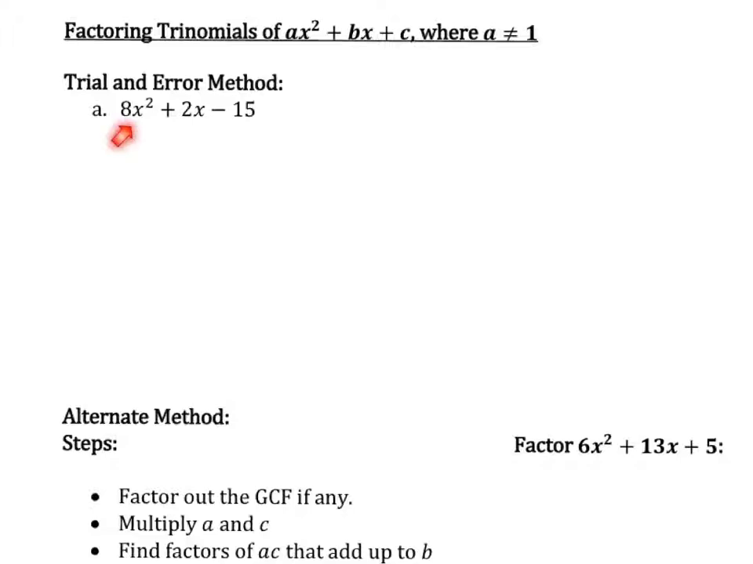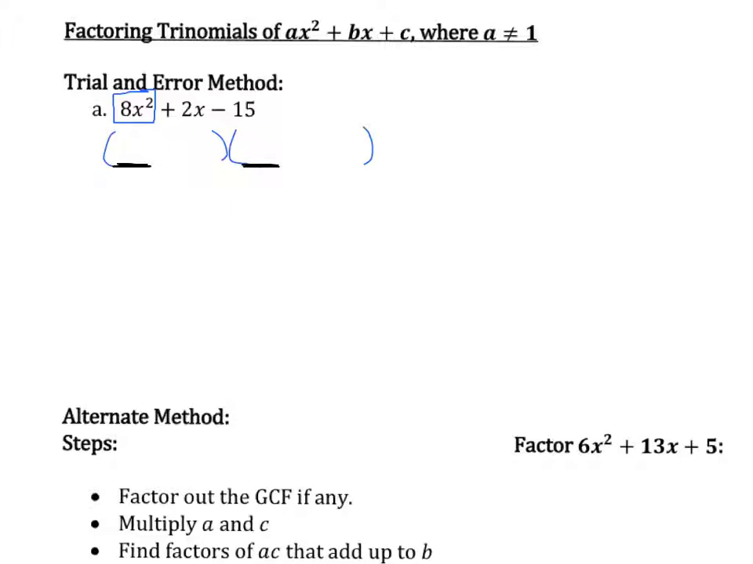Let's look at this example so that we can go through the trial and error method. We have 8x squared plus 2x minus 15, and we want to factor that completely. These are going to work similar to when a does equal 1. What I mean by that is that we're always going to factor these into two binomials. And we're still going to use the fact that, from our FOIL method, whatever I put in these first spots has to multiply to give us that 8x squared.